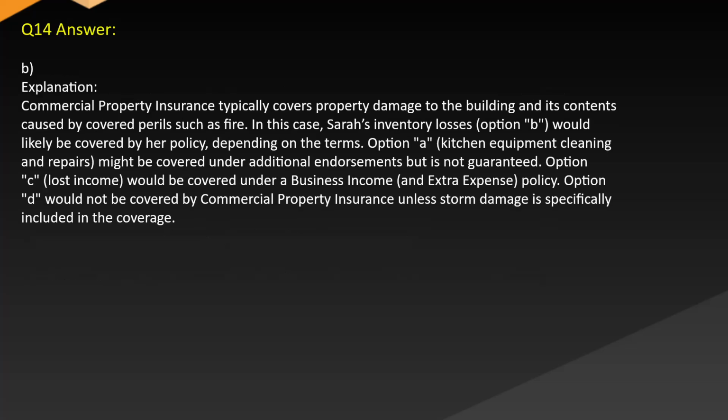Answer: B. Explanation: commercial property insurance typically covers property damage to the building and its contents caused by covered perils such as fire. In this case, Sarah's inventory losses, option B, would likely be covered by a policy depending on the terms. Option A, kitchen equipment cleaning and repairs, might be covered under additional endorsements but is not guaranteed. Option C, lost income, would be covered under business income and extra expense policy. Option D would not be covered by commercial property insurance unless storm damage is specifically included in the coverage.